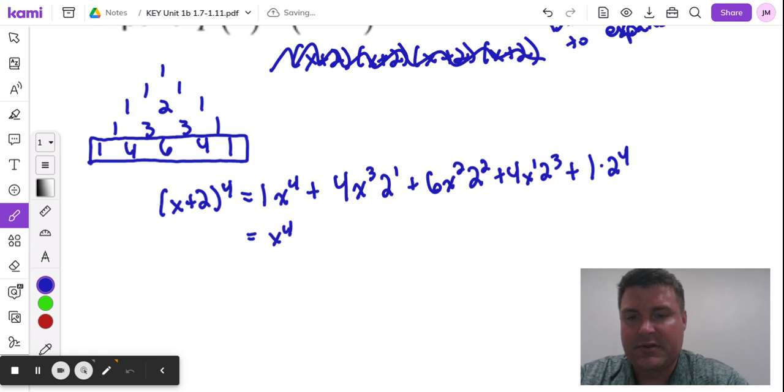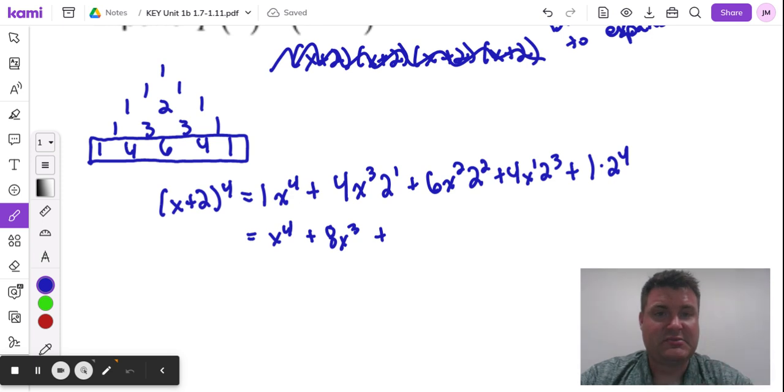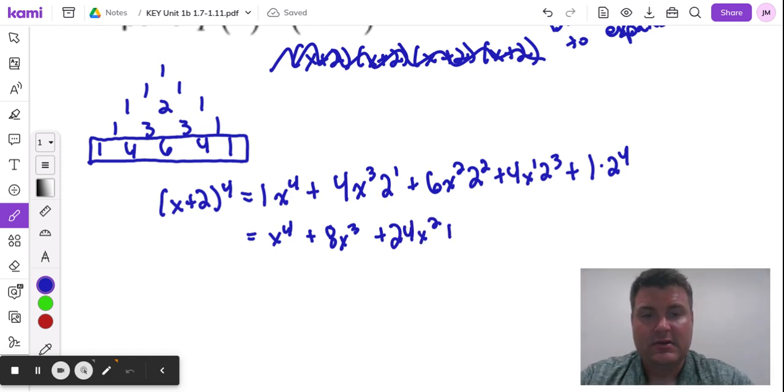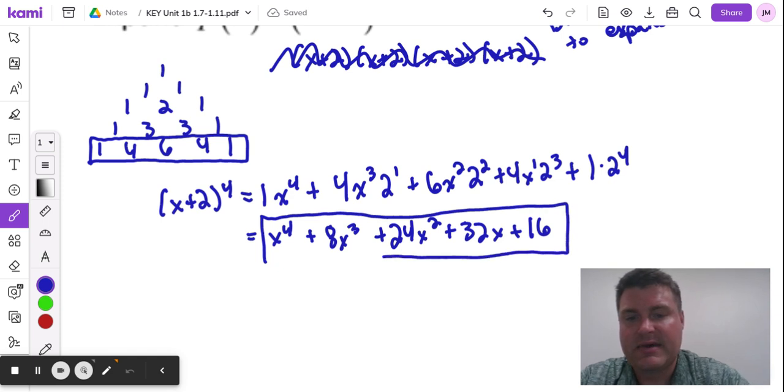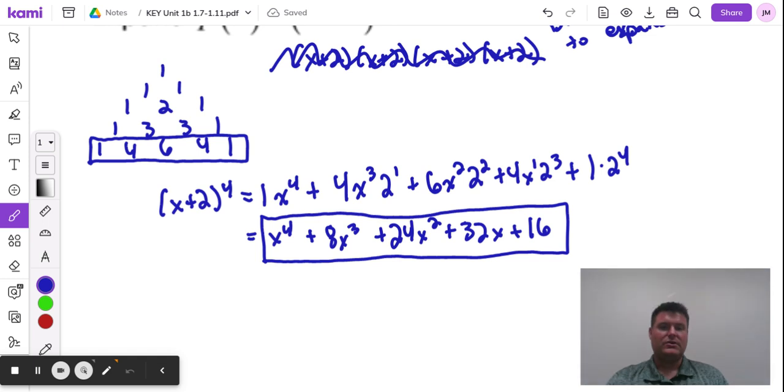We're going to get x to the fourth plus 4 times 2 is 8, 8x to the third, plus 6 times 2 squared. 2 squared is 4, so 6 times 4 is 24, x squared, plus 4 times 2 cubed. 2 cubed is 2 times 2 times 2, which is 8, so we're going to get 32x, plus 2 times 2 times 2 times 2 is 16, and that is our full expansion of the bad boy right there. Okay, super simple.